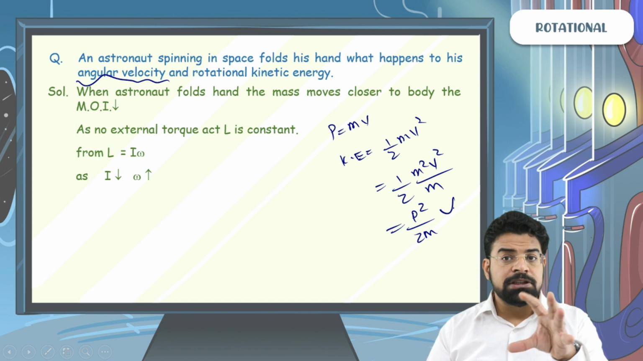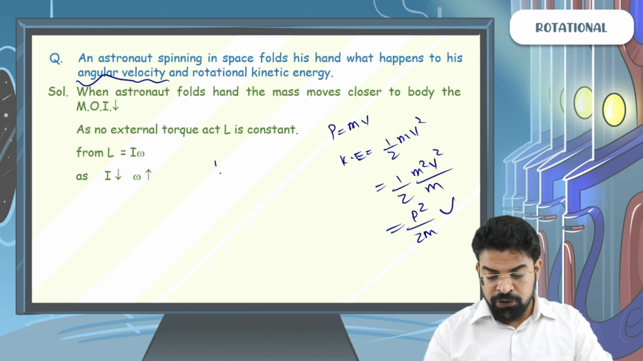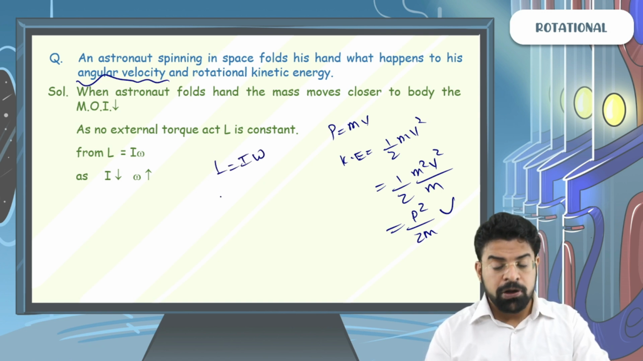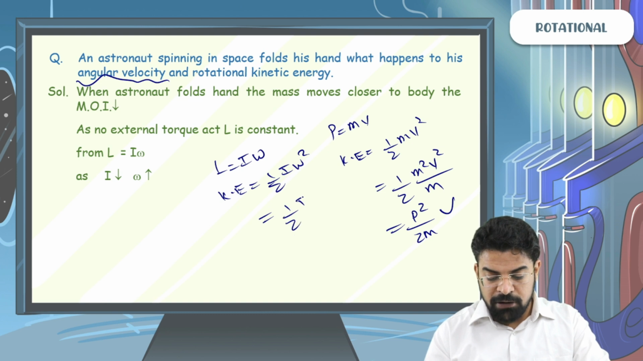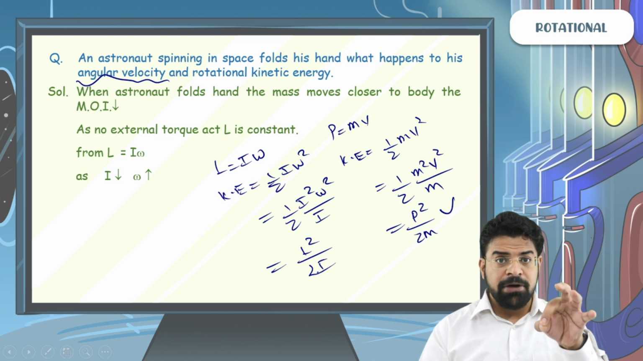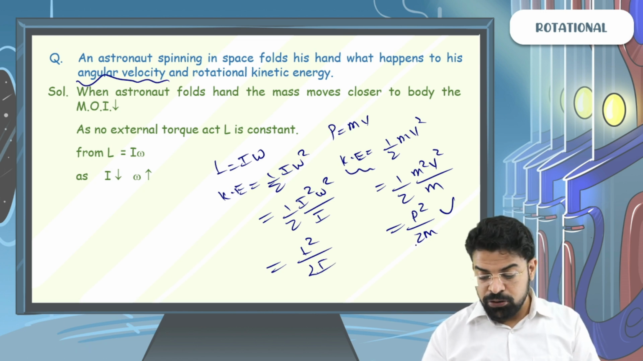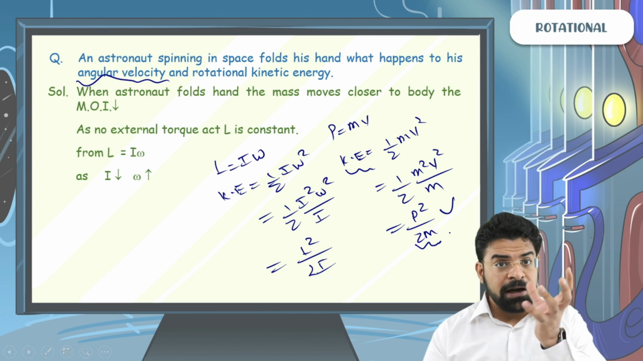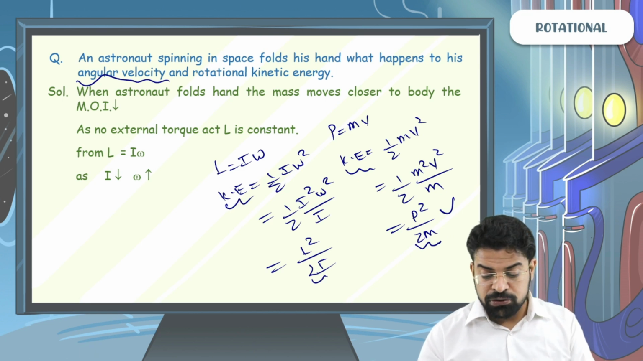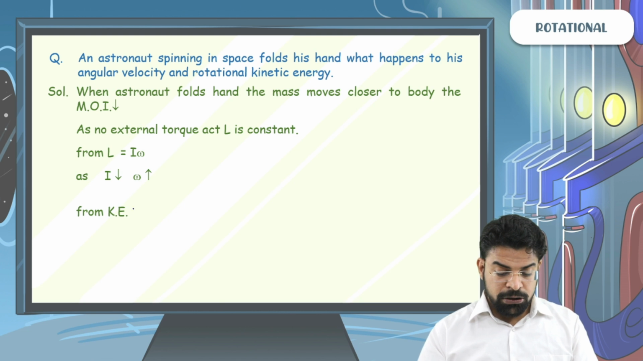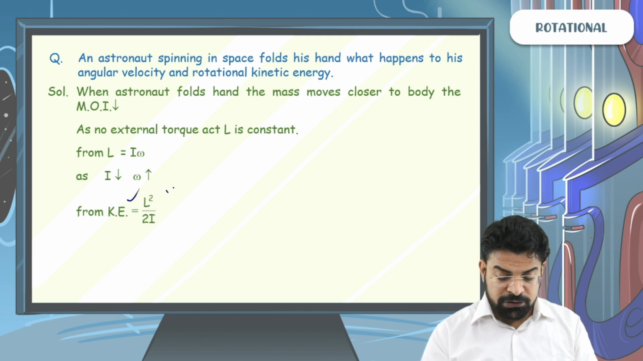Similar things can be done for rotational motion as well. We know that angular momentum equals I omega. Rotational kinetic energy is equal to half I omega squared. That can be written as half I squared omega squared by I, which can be written as L squared by 2I. So just the way translational kinetic energy equals p squared by 2m, we can write rotational kinetic energy equal to L squared by 2I.